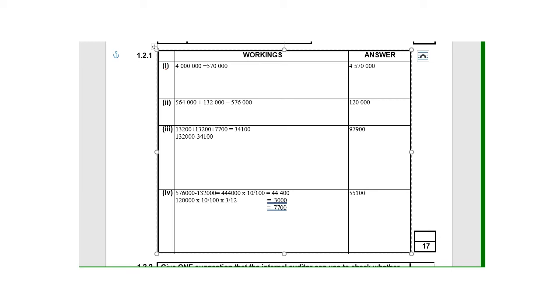All of that, 17 marks. Obviously, the bigger calculations will be more marks.